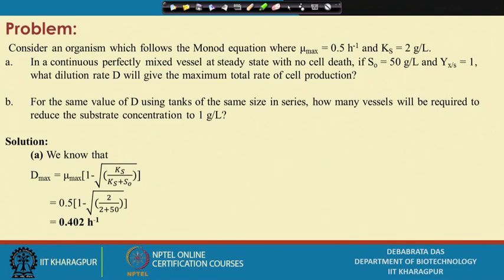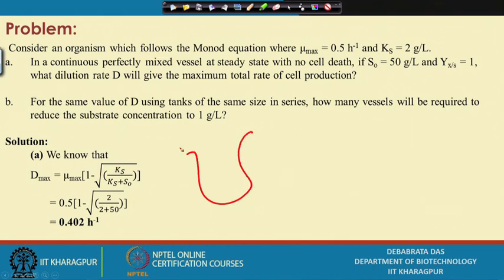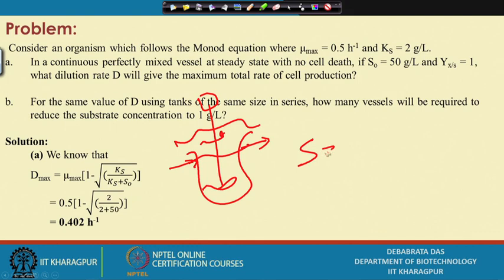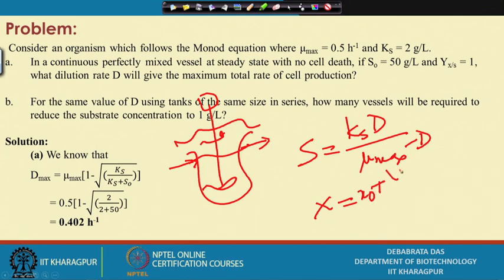Now the next problem is a very interesting problem, that is how we can analyze the cascade type of reactor. Cascade means multiple CSTRs, one after another. Why are we interested? Because when we operate a single chemostat, our problem is a little bit simplified, since this is coming and going. Then we have the S value, we know S equal to K s D by mu max minus D, am I right? And the x value you can also easily find out: x 0 plus Y x by s into s 0 minus s.